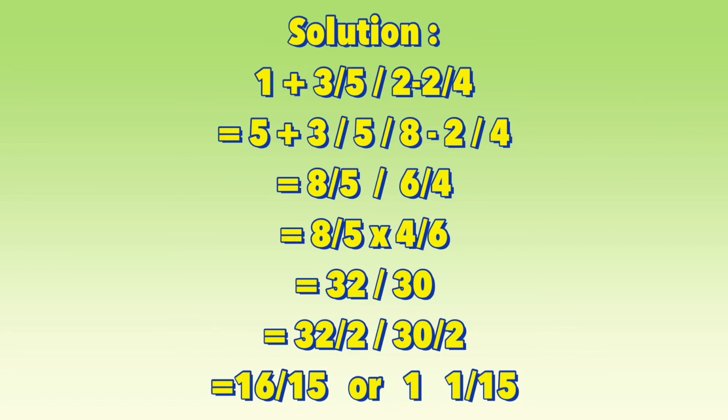Then we're going to reduce the fraction by dividing both numerator and denominator by 2. So 32 divided by 2 equals 16. 30 divided by 2 equals 15. So our answer is 1 and 1 over 15.